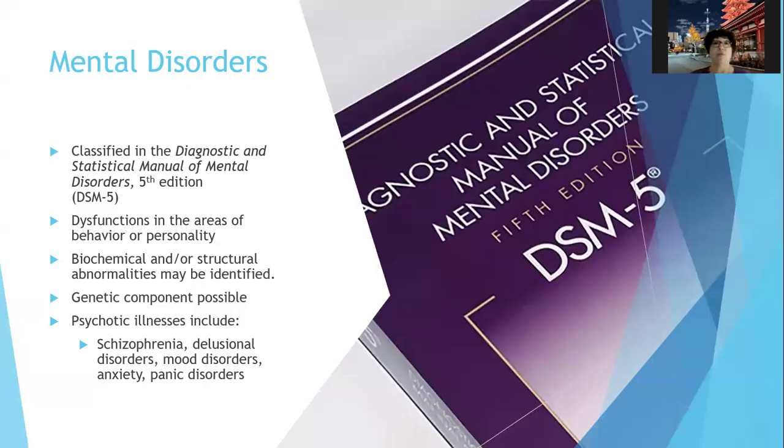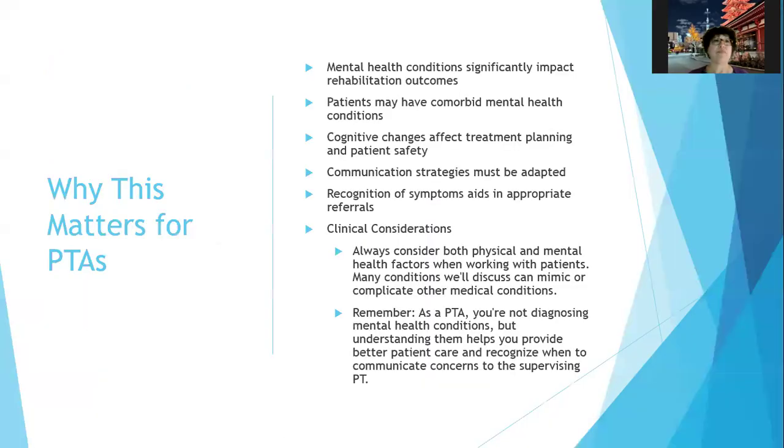Certainly, if one or both of your parents were prone to depression, let's just say, then you might be prone to depression as well, because you might have the same biochemistry as your parents since you got your genes from them. There are psychotic illnesses, including schizophrenia, delusional disorders, mood disorders, and anxiety and panic disorders. And those are generally biochemical, and they generally are treated with medications, as well as other types of therapy. So we'll talk about it.